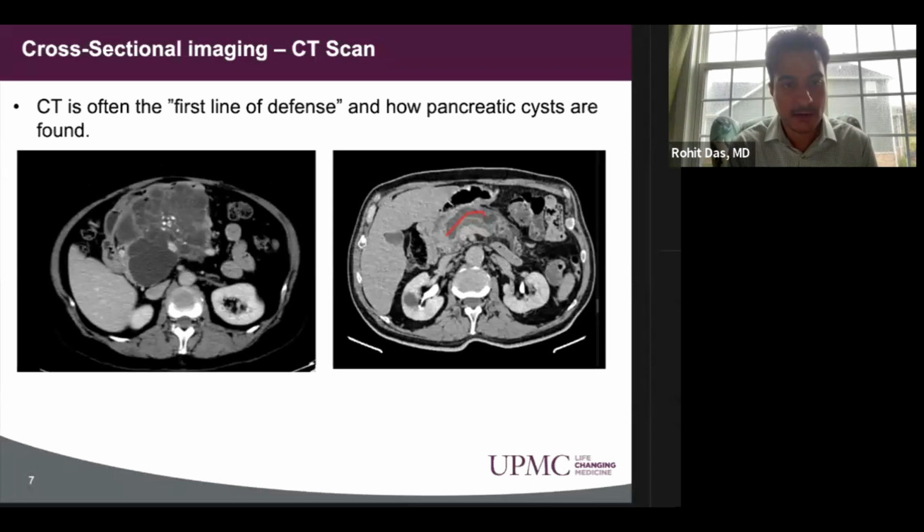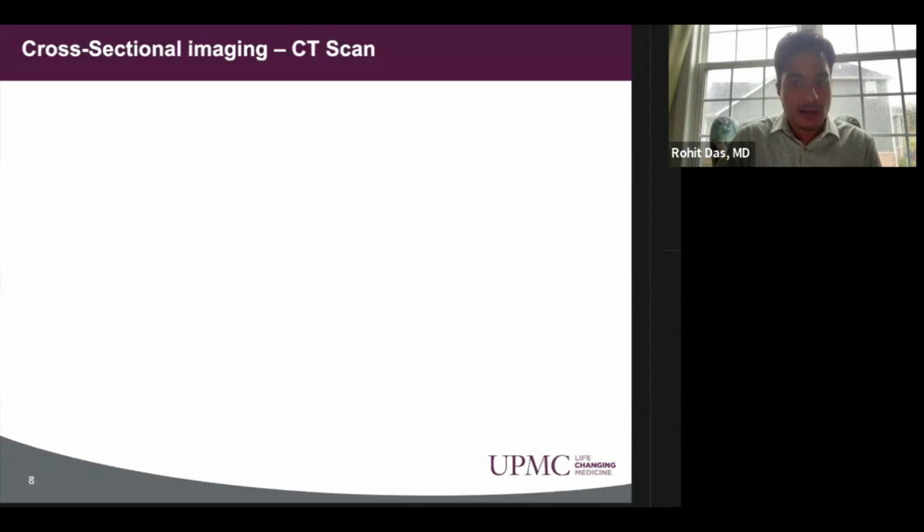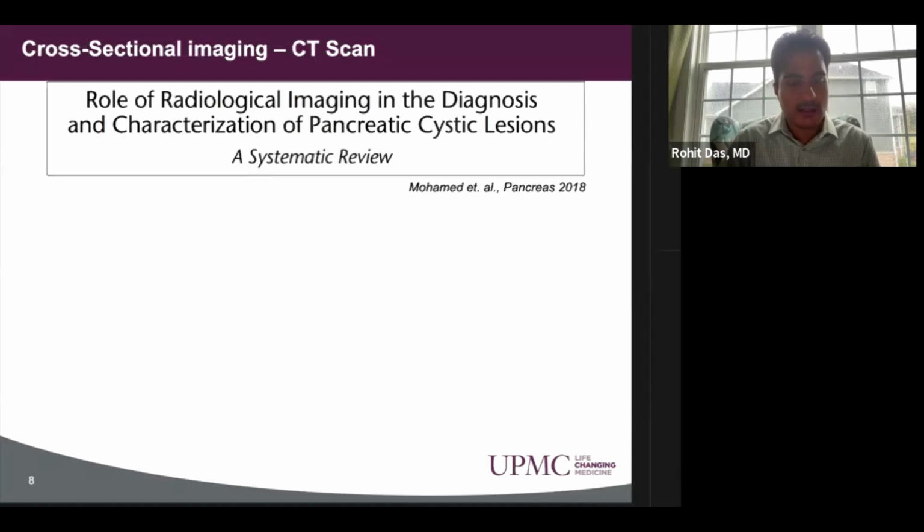pancreatic surgical colleagues. So how good is CT scan in evaluating pancreatic cysts? This was a pretty large systematic review. It was published in Pancreas about 6 years ago. It included 22 studies and over 1,500 patients with pathologic correlate to help decide how did CT scan and the CT impression correlate with what was found on final pathology.